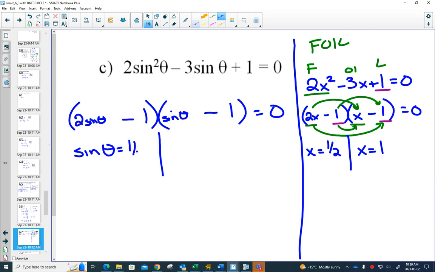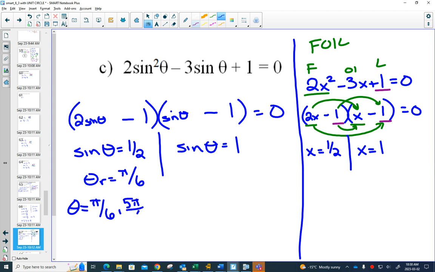If this one's 0, then sine of theta is 1/2. If this one's 0, then sine of theta is 1. What family has a y-coordinate of a half? A reference angle would be pi over 6. What quadrants am I looking in? Quadrant 1 and quadrant 2.